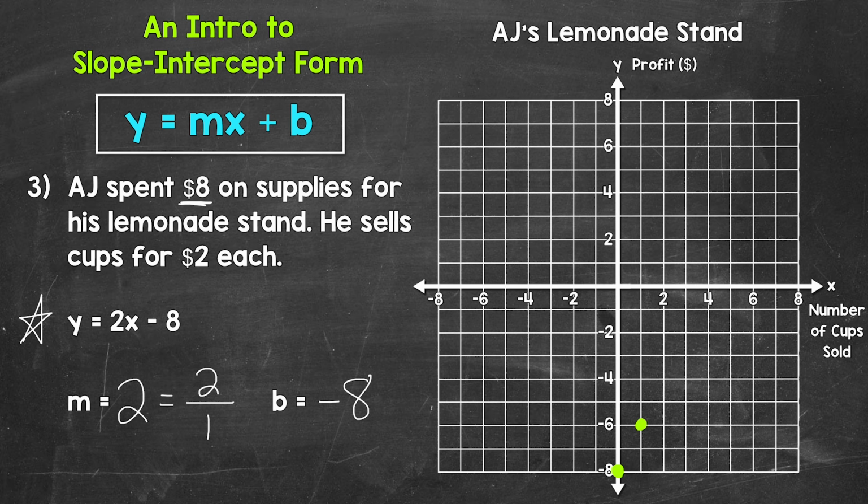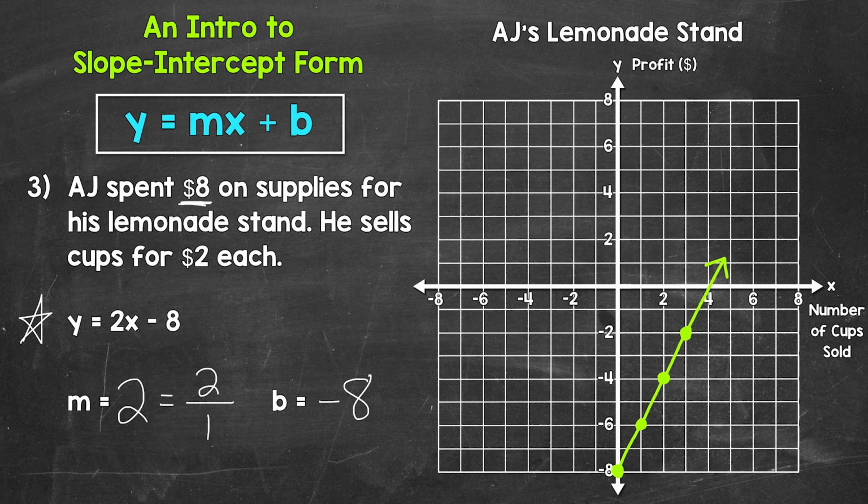And let's actually do a couple more points here. So up 2 over 1. And here's our next point. Up 2 over 1. And we have another point. These points are going to continue on. So let's connect them here. And that's our graph. So an overview of this graph here, we're starting at the y-intercept. AJ's starting with -$8. And then with each cup sold, his profit is increasing. For example, 3 cups sold will be -$2 in profit. We go over to 3 on the x-axis, and then the point is down at -2.